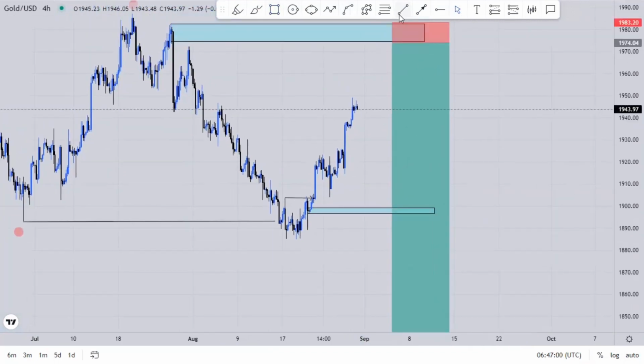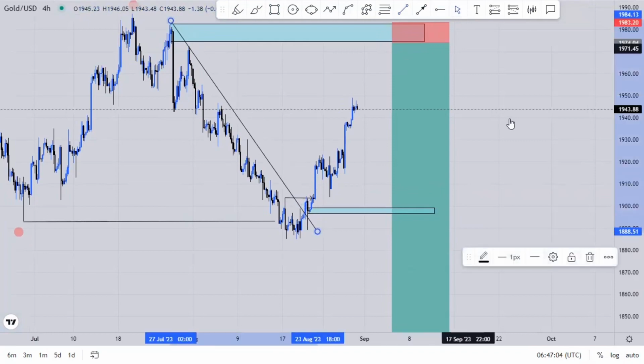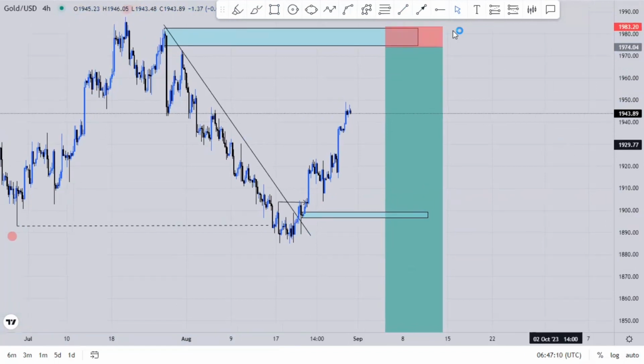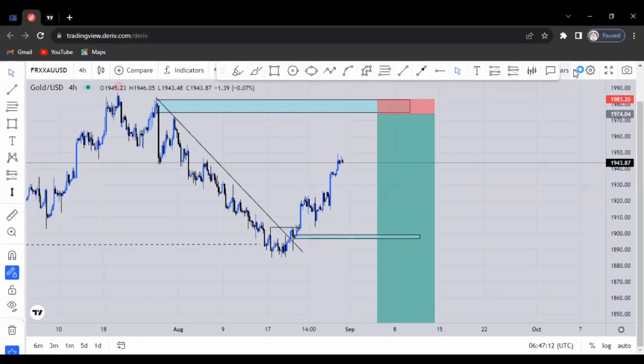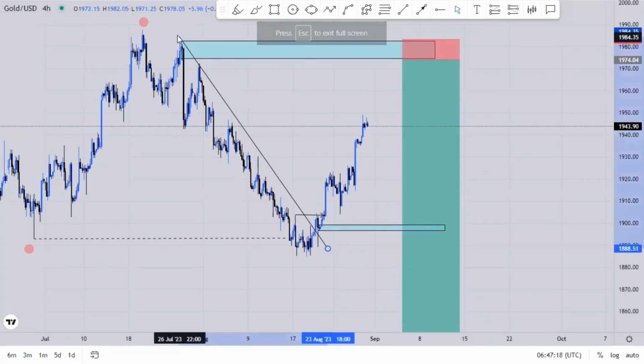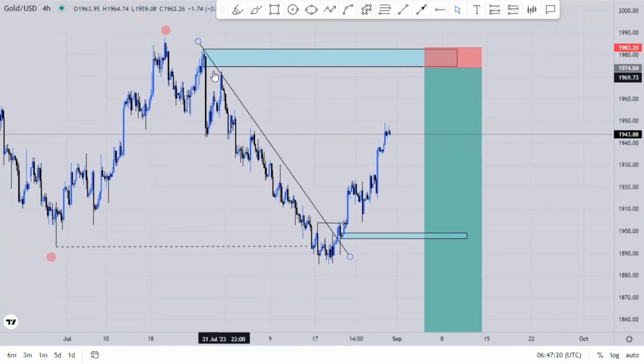It's retracing here. It will also be collecting liquidity. It's retracing there. It will also be collecting liquidity there. So this is the structure now that we have on gold. This is the complete structure that we can actually see on gold right now.